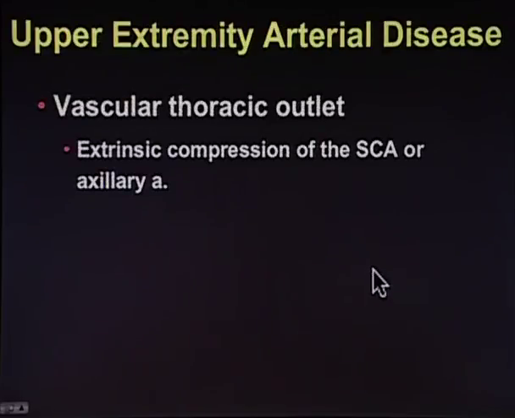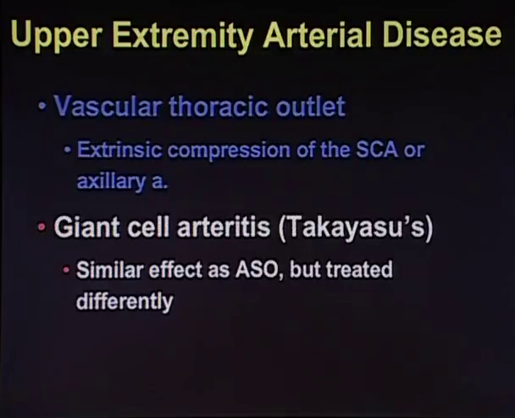Now, in upper extremity arterial disease, we can also evaluate for thoracic outlet syndrome. Thoracic outlet syndrome is an extrinsic compression of the subclavian artery or the axillary artery by some type of structure in the chest. This can be the scalene muscle or the clavicle.